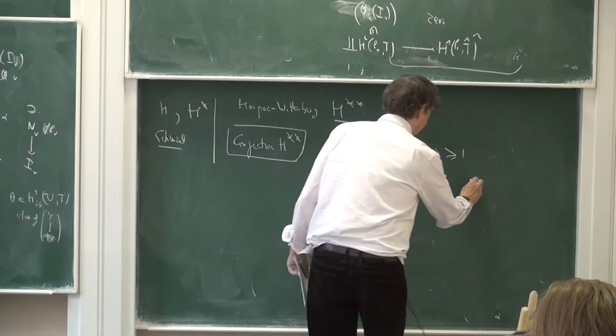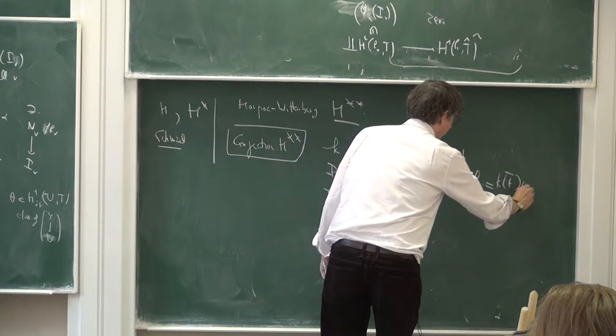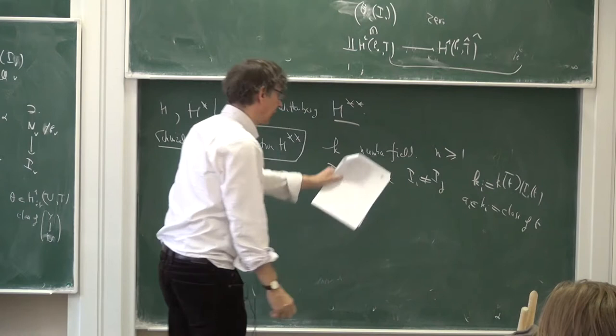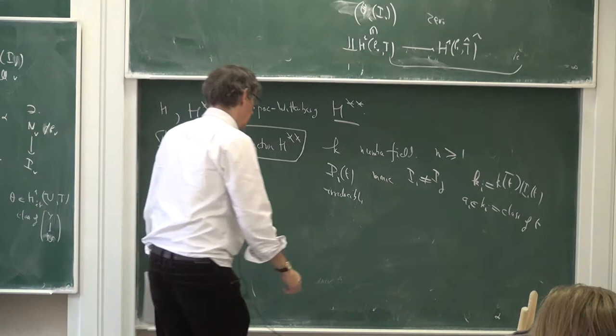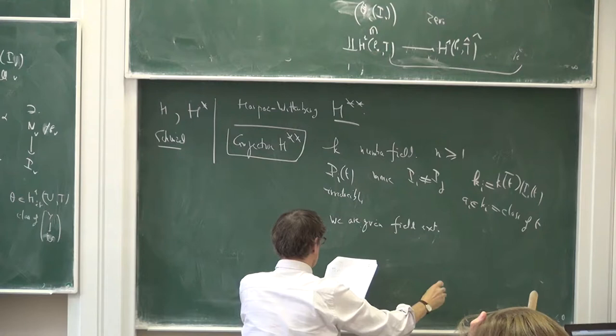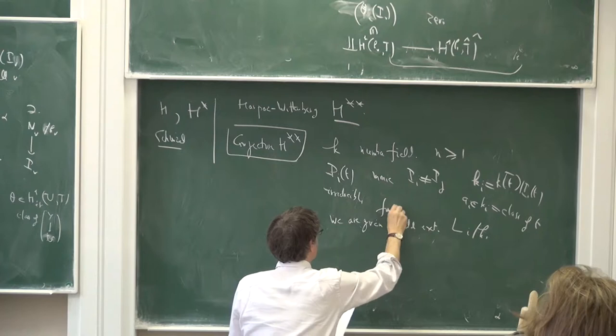We define the field k_i to be k[t] divided by p_i(t). And we define a_i in k_i as the class of t in that field, the generator given by t. For each i, we're given a finite field extension L_i over k_i. And for each i, we're also given an element b_i in k_i star.